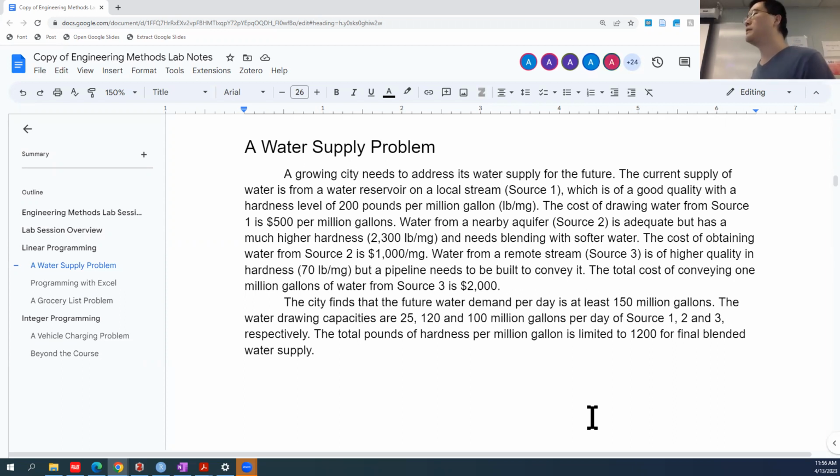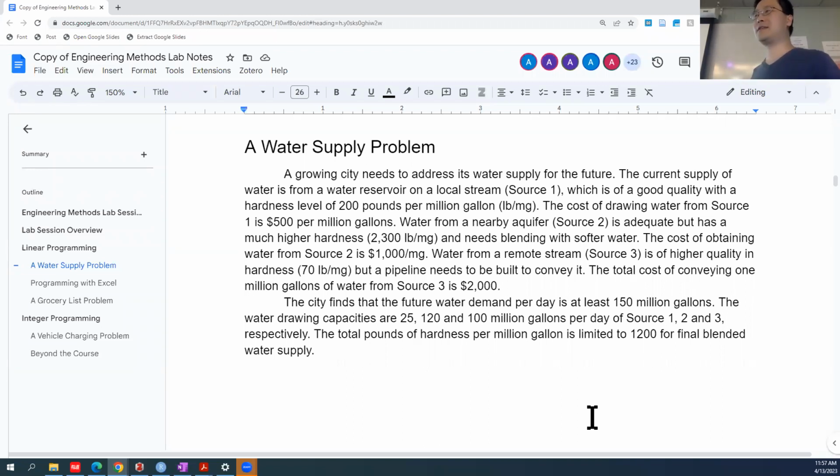However, for future development, we want to discover options about source two and source three as additional water sources. Source two is an aquifer, but it's a harder water source of 2,300. And the cost is 1,000 per unit volume. As you can see, all these parameters are given as a ratio, right? Per unit quantity, so they are understood as coefficients. We are going to use that very soon to formulate our objective function. And source three is through a stream that's of very good quality, 70 in hardness. However, it's very pricey to acquire water this way because the unit cost is 2,000.